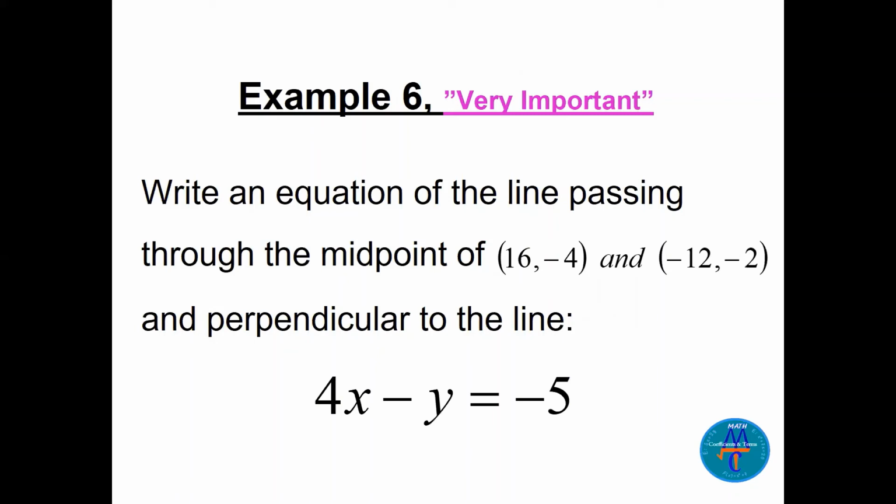Let's see example 6. Really nice example. Write an equation of the line passing through the midpoint and perpendicular to the line 4x minus y is equal to minus 5. So the line passing through the midpoint, the line is not passing through this point here, not passing through this point. You cannot use these points. See, I told you before. So the line here, just imagine the line passes through the midpoint. So you have to find the midpoint here.